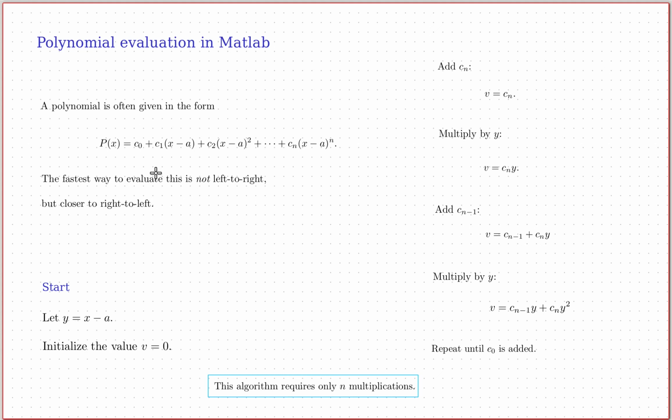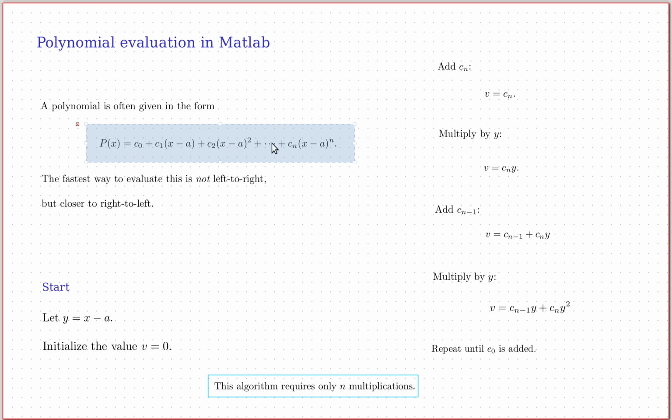The first thing to talk about is how to actually compute the value of a polynomial efficiently in MATLAB. And it's not as simple as you might think. It turns out there are good and bad ways to evaluate a polynomial on a computer. First of all, let's assume that the polynomial is given to us in this form. There are other forms that you can have a polynomial, but let's take this for starters.